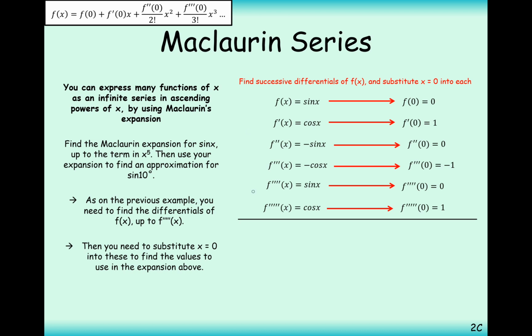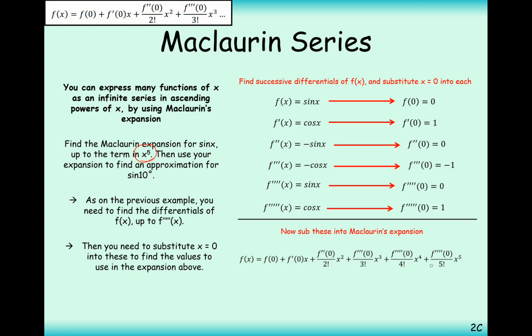So you can see here the nice structure that you can form when you do questions like these. So differentiate down the left hand column, put in 0 down the right hand column. And now all we need to do is sub these values into the Maclaurin series expansion. We wouldn't do it forever, although the Maclaurin series expansion for sine would carry on forever, but we're only going to do it up to the x to the 5 because that's all it tells us to do in the question.